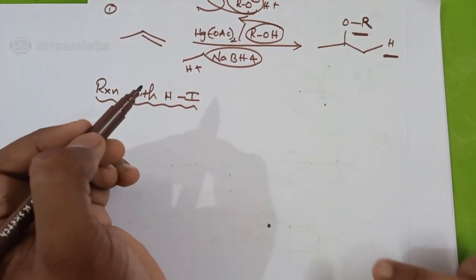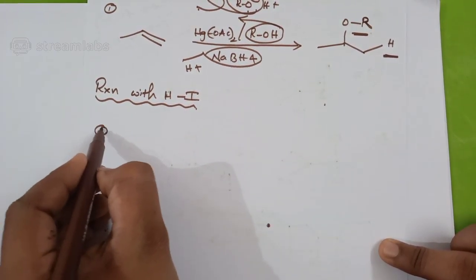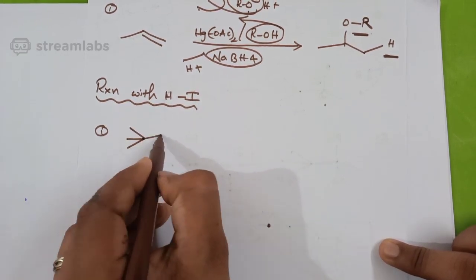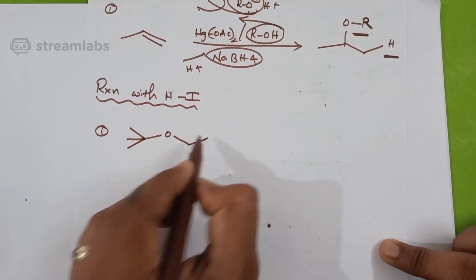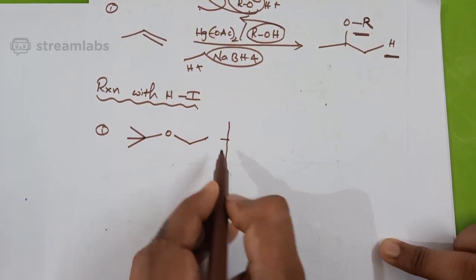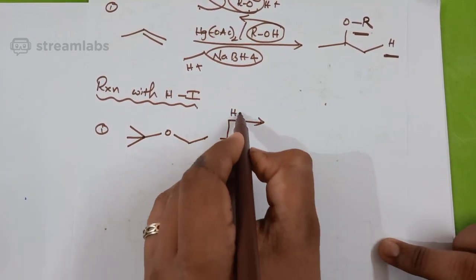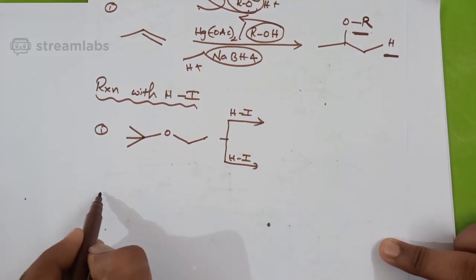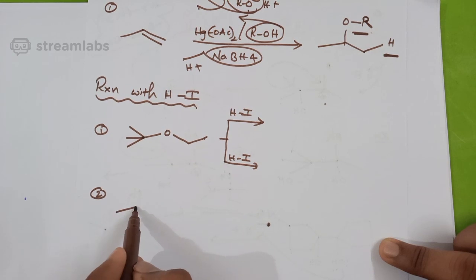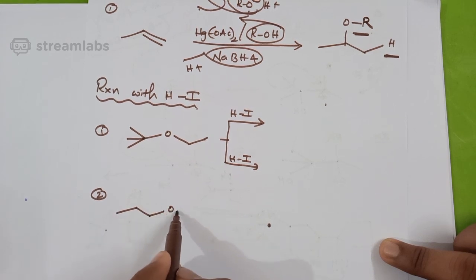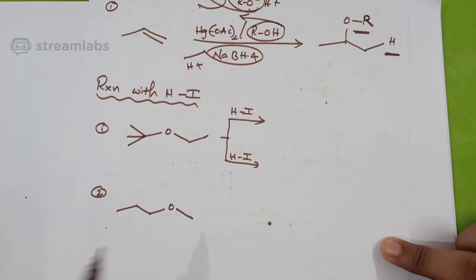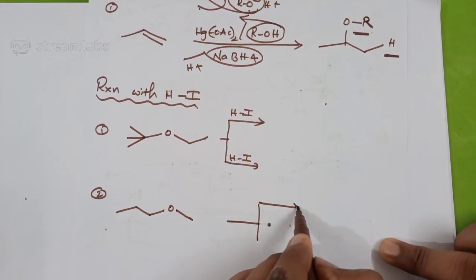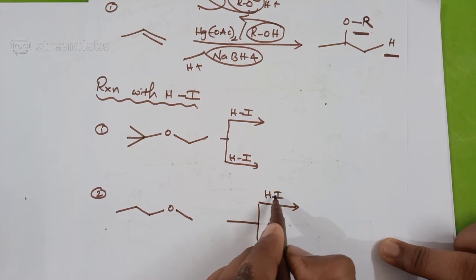What is this reaction with HI? The first one I'm taking: one side tertiary alcohol, tertiary alkyl group, other side ethyl, with HI. Next, one side ethyl, other side propyl, maybe methyl, with HI.